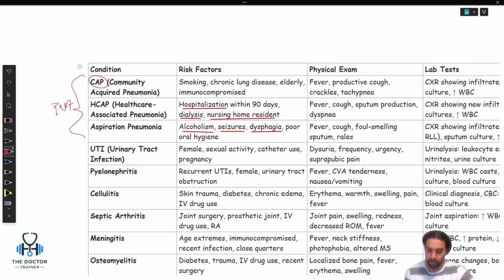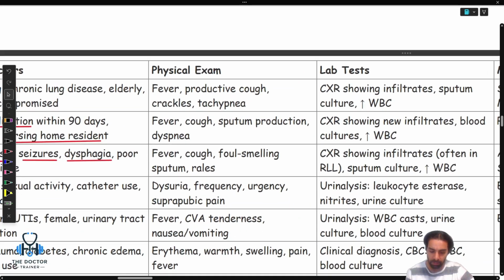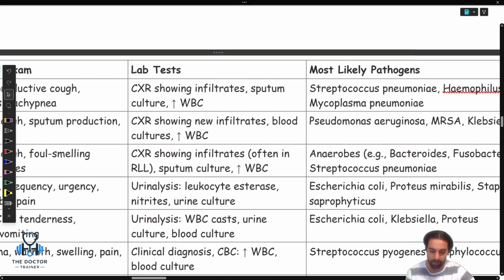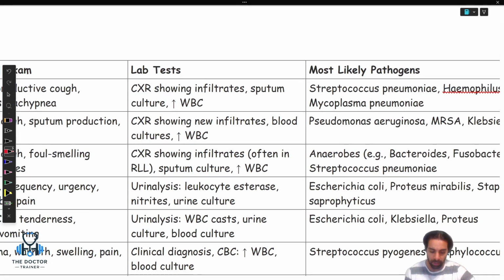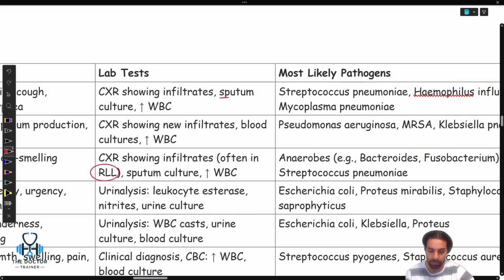Okay? All three of them are going to have fever, cough, crackles, tachypnea. Even foul-smelling sputum may not be very useful, or it's specific for aspiration. Right lower lobe pneumonia is pretty useful when it comes to aspiration pneumonia. It's hard to aspirate into the left lung. But when it comes to lab tests for these, it's really going to come down to the sputum culture if they give it to you.